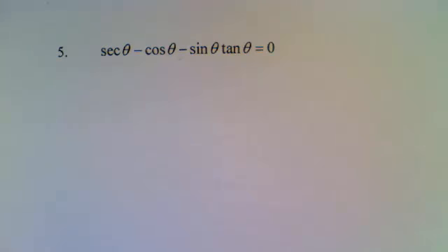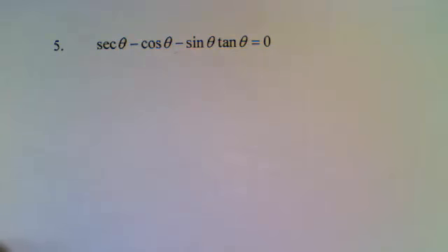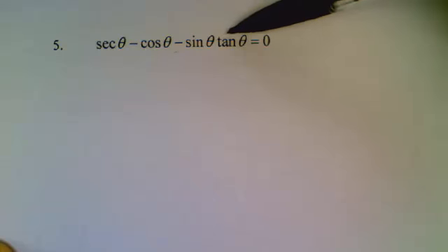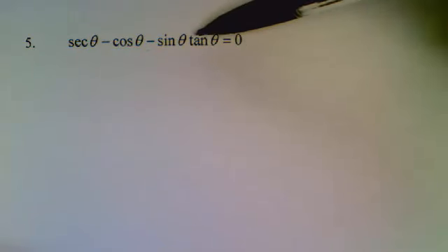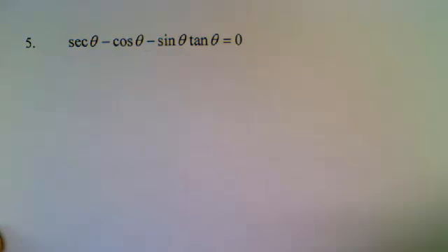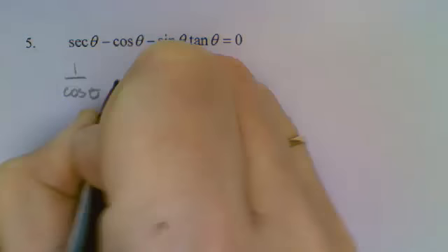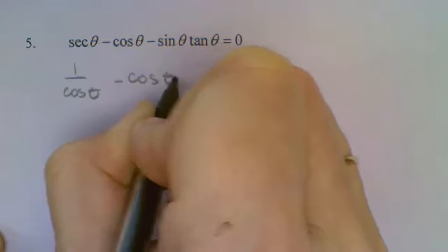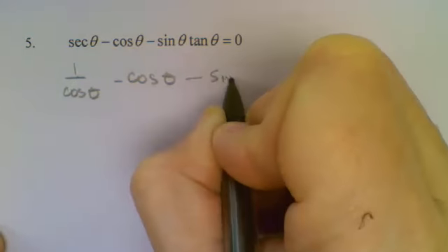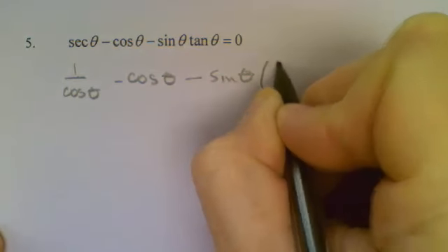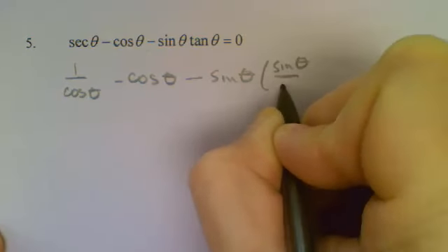All right, for the second video, I'm just going to go through numbers 5 and 6. So, number 5, I look at that. Obviously, we have to start with the left side. And I would, again, probably put everything in terms of sine and cosine. So, secant is 1 over the cosine. And tangent is sine over the cosine.